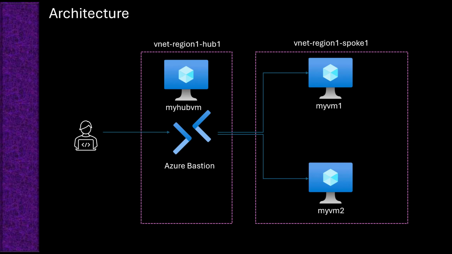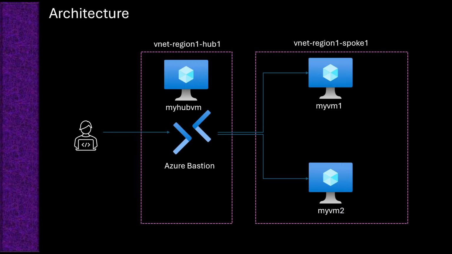In this scenario, Azure Bastion is deployed in the VNet region 1 hub 1 network, along with a VM named my hub VM. While two virtual machines are placed in the VNet region 1 spoke 1 network. This architecture is designed to achieve secure and seamless connectivity between these components while utilizing Azure's managed DNS service.